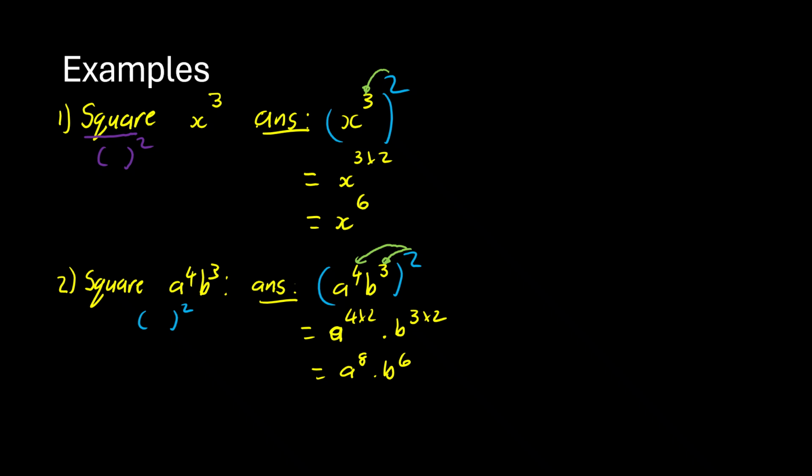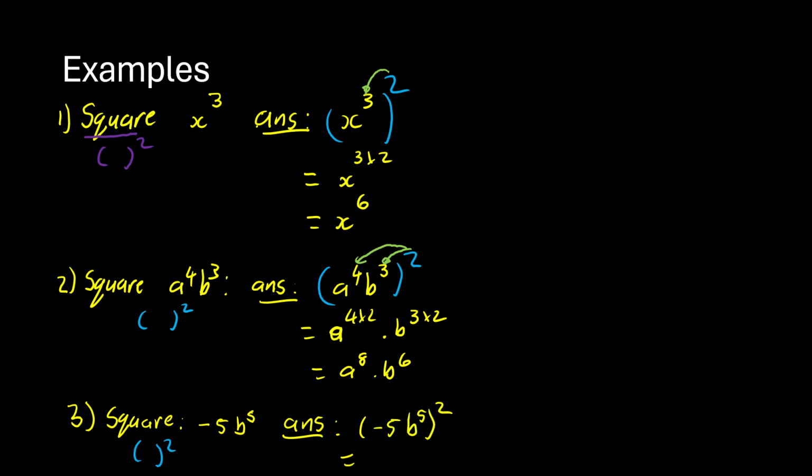Now, something we can also maybe ask you is to also square something like negative 5 times b to the power of 5. Now again, like in all of the previous examples we've already done, we just want you to square it. So to find the solution, we are just going to say negative 5b to the power of 5, squared. And now you need to remember that that squared counts for everything inside.